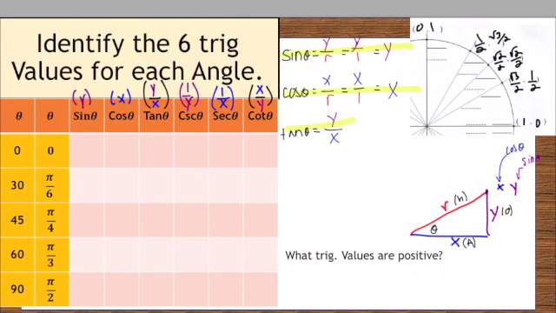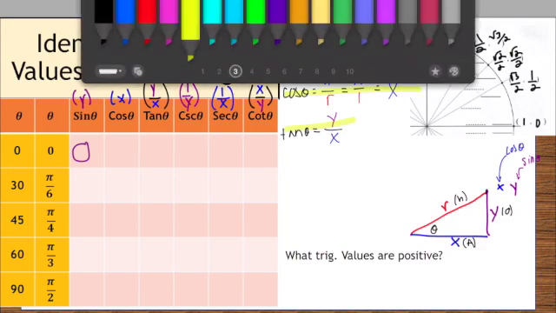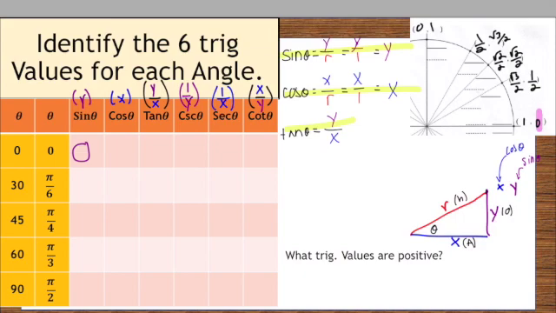So what I'm going to do right now is write down all of my y values. Let me go ahead and highlight my y values as well. These are all my y values, right? We're starting here at 0, then going to 1/2, then radical 2 over 2, then radical 3 over 2, and then 1.